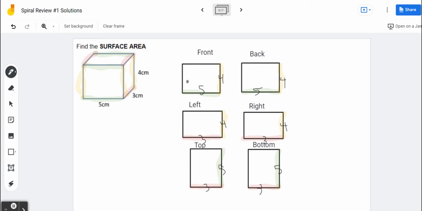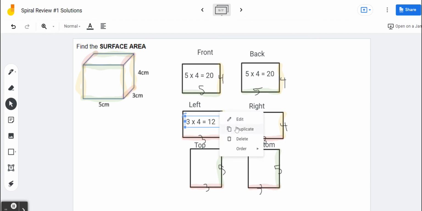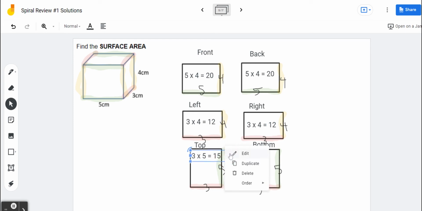And then how do you find the area of a rectangle? Length times width. So 5 times 4 is 20. Since the front and the back are the same, I just duplicated it. Left would be 3 times 4, which is 12. I'm going to go ahead and duplicate this for the right side. And then the top, 3 times 5, which is 15. I'm going to duplicate this.